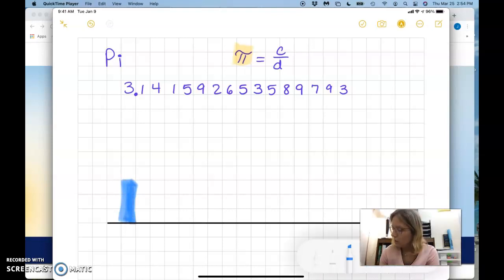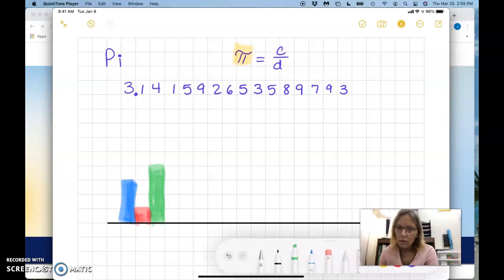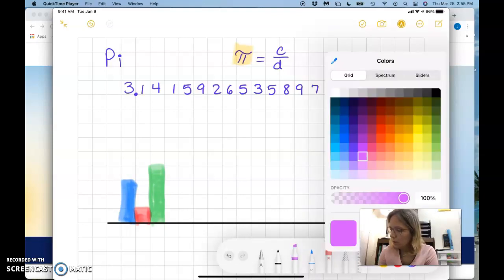And then I'm just going to keep going. I'm going to go to the next one. The next one is a 1, so I'm only going to highlight 1 square. Now I'm going to go to 4. You can use colored pencils, markers, crayons, highlighters, whatever you want to use to shade this in. But I'm just going to keep going.